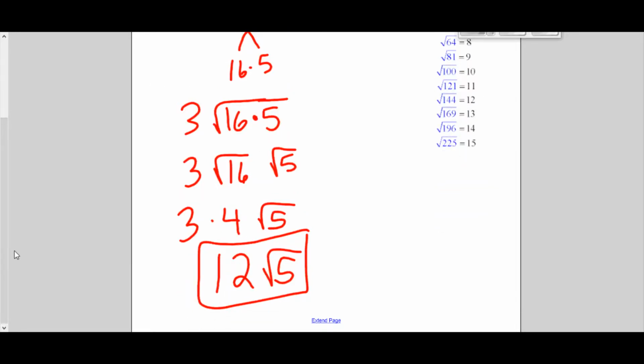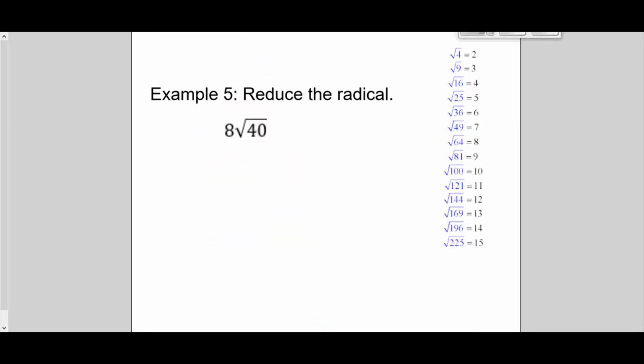Let's look at another example, similar to this one: 8 square root of 40. Again, if you were to check, the square root of 40 would be in between the square root of 36 and the square root of 49. So you could check all those radicals that are less than the square root of 49. But I'm just going to show you that we're going to use the square root of 4 to reduce this.